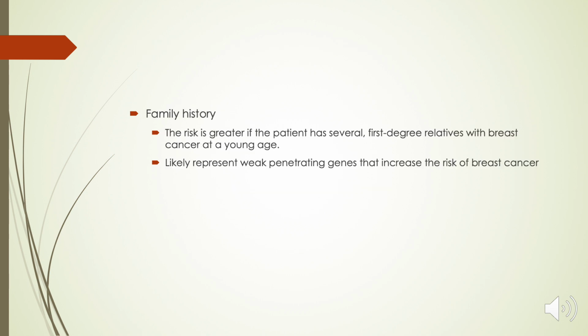Family history is an important risk factor, and this risk is amplified if the affected relative is first degree, like a sister or a mother or a daughter, and if the patient was affected at a young age. The genetic predisposition or the familial predisposition likely represents weakly penetrant genes that increase the risk of breast cancer.